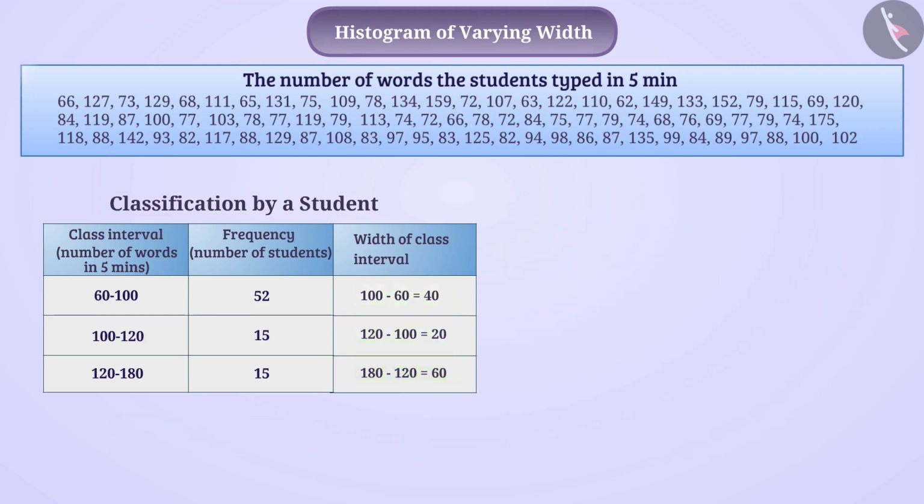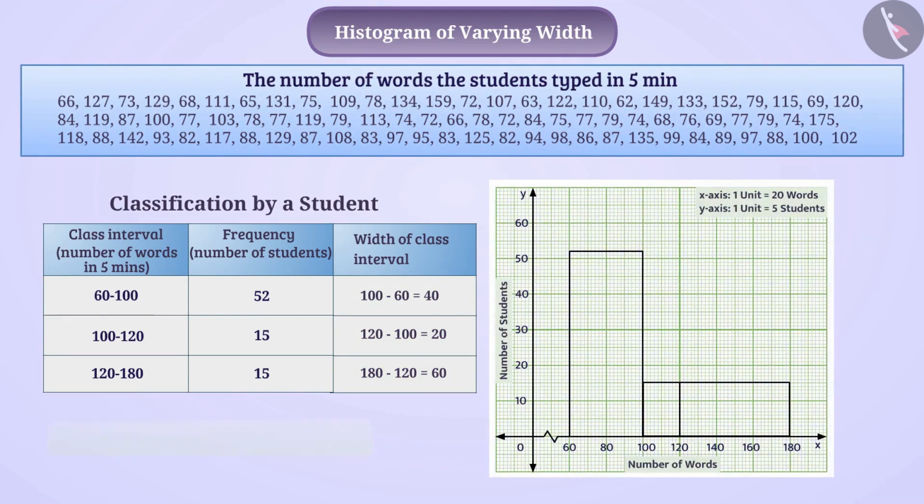In order to represent these figures, the student drew the histogram in such a way that the length of rectangles to be drawn for class intervals was proportional to frequency. Did he draw the correct histogram? Think. No, this is an incorrect histogram. Let's understand the reason for this.